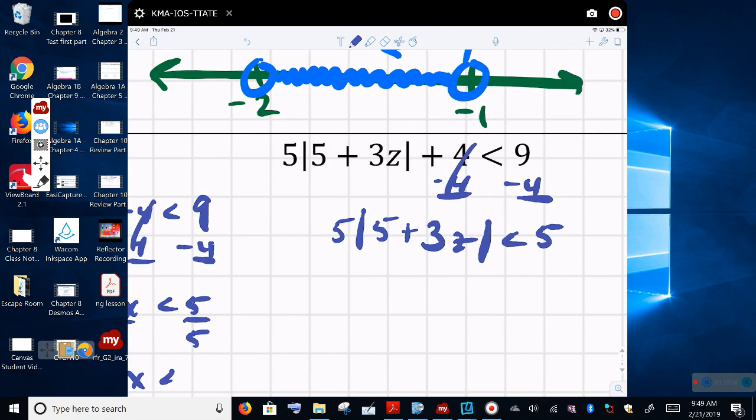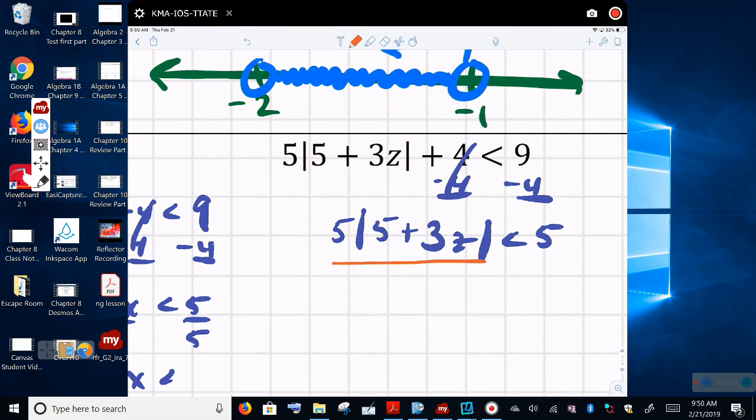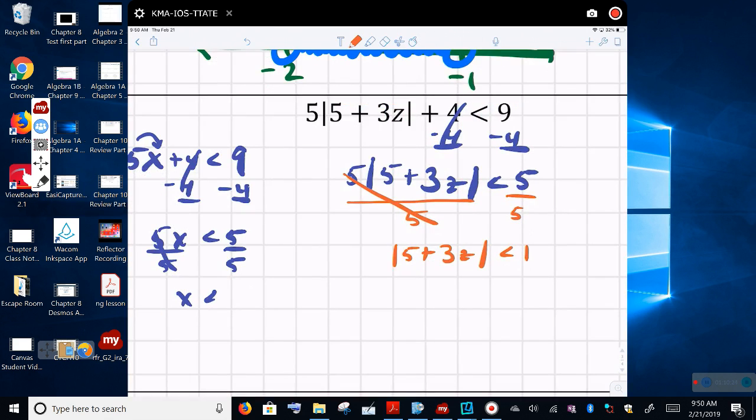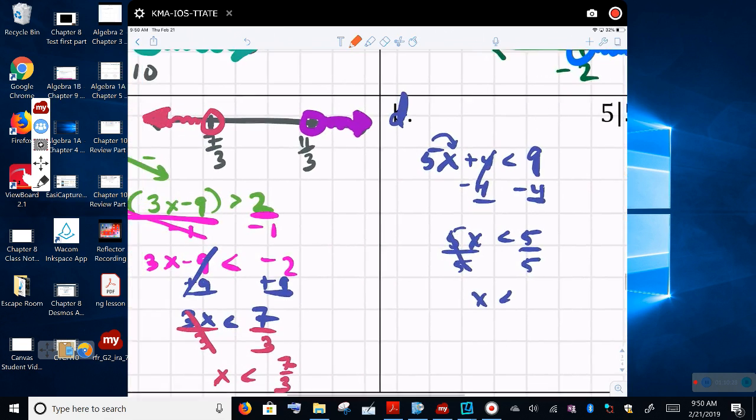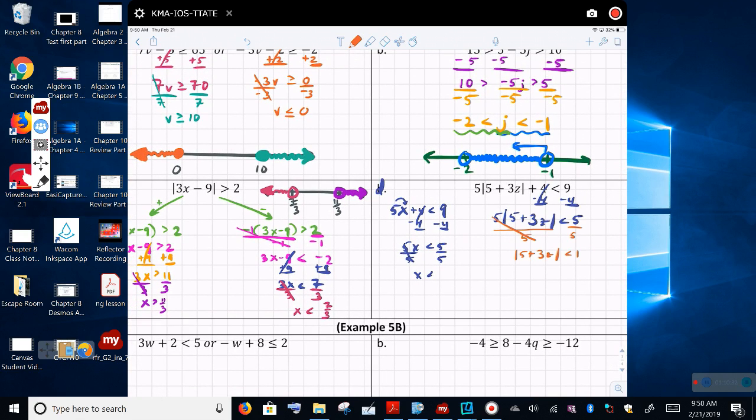Okay. Then I would divide both sides by 5. And then I get the absolute value by itself. At this point, it's going to be kind of similar to the problem that we just did, because at that point, the absolute value was already by itself.